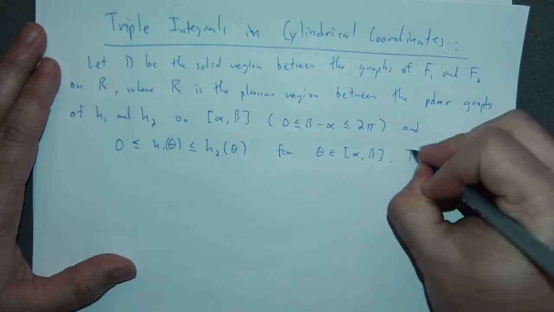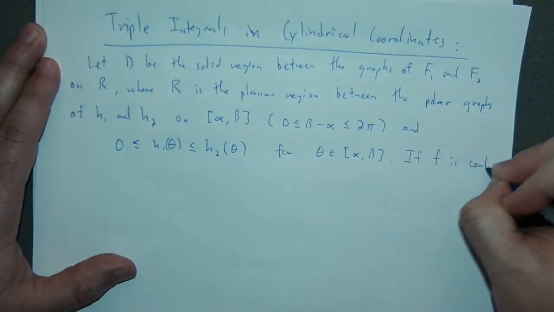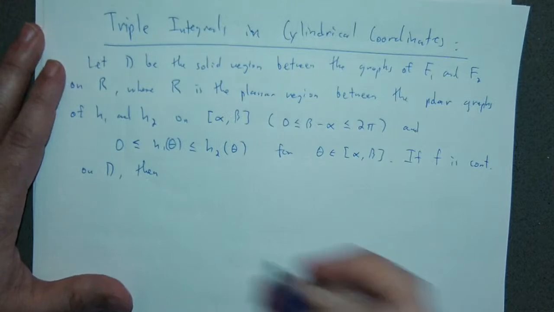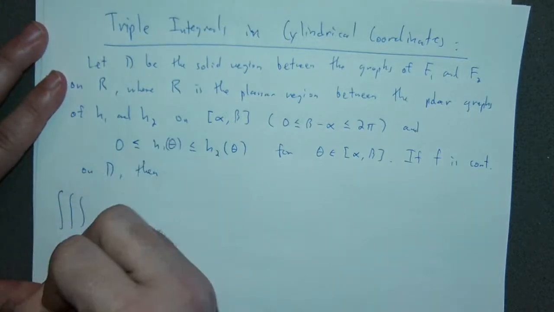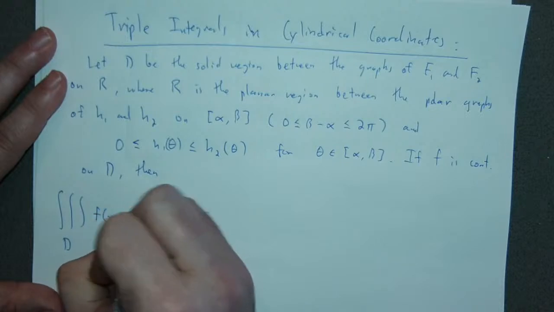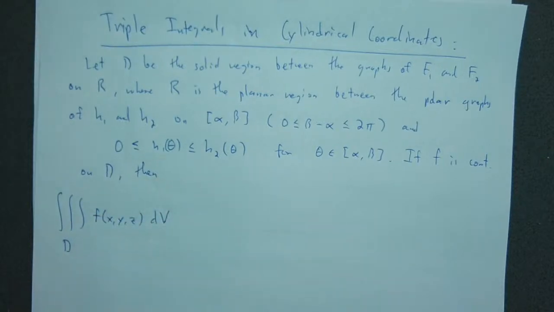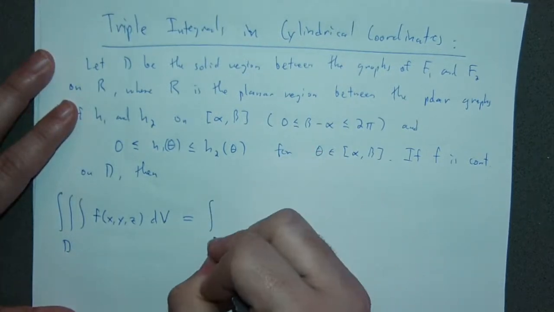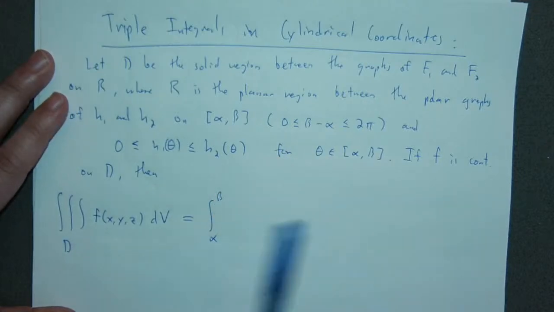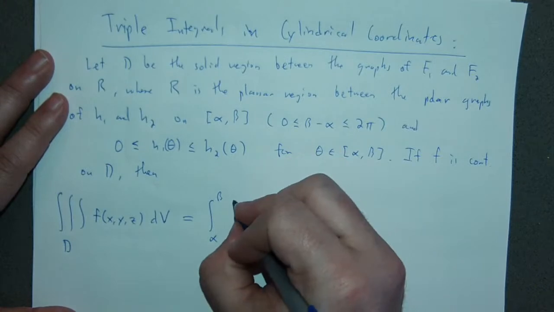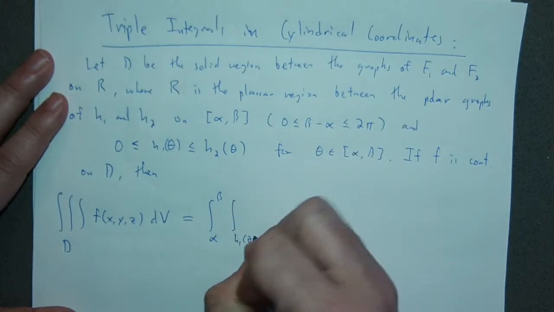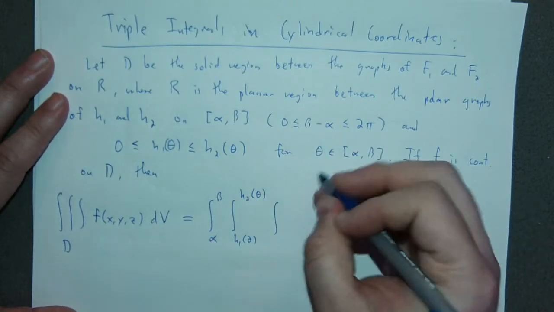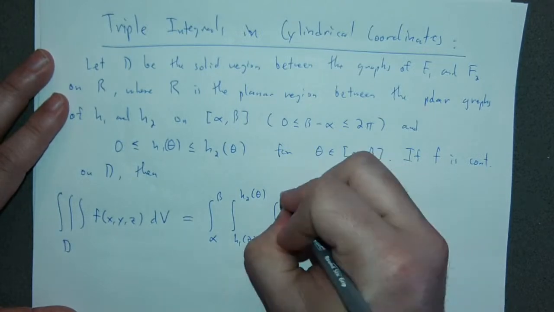Okay. So if little f is continuous on D, then this triple integral over D of little f of xyz dv is equal to the integral from alpha to beta. All right, we're following polar coordinates now for the first double integral. The integral from h sub 1 of theta to h sub 2 of theta. The integral from big F sub 1 to big F sub 2.